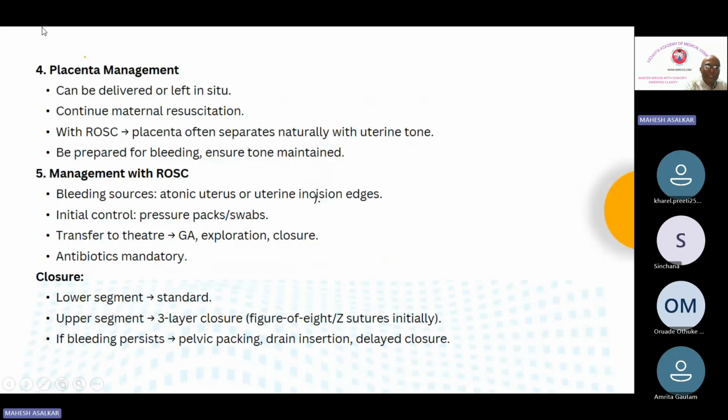Management with return of systemic circulation: bleeding sources. The patient may develop an atonic uterus, or the uterine incision edges can bleed. So initial control will be with pressure packs or swabs. Then you can transfer the patient to theater, give GA, and do it in a proper way. Closure: lower segment, standard closure. If you have taken the vertical or upper segment incision, then you have to carry out a 3-layer closure.